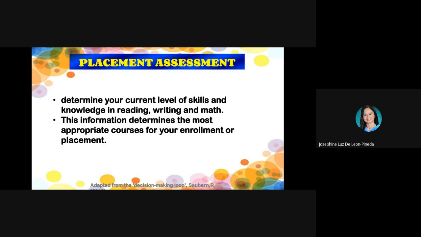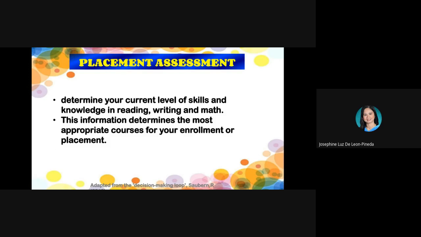Then we have placement. When we say placement, it is the type of assessment that determines your current level of skills and knowledge in reading, writing, and math, for example. This information determines the most appropriate courses for your enrollment or placement.